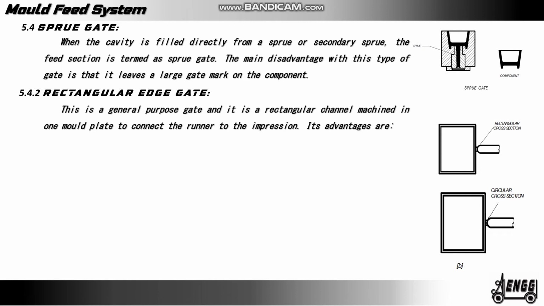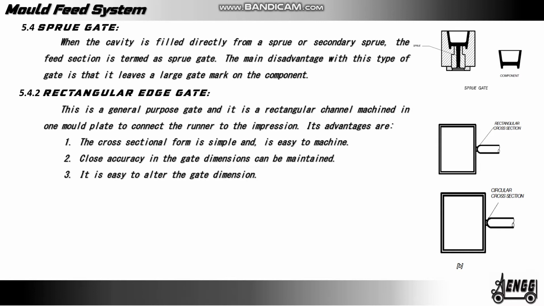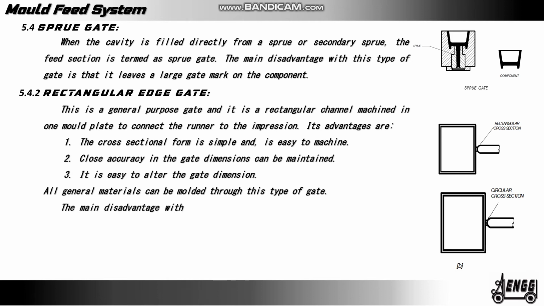Its advantages are: 1. The cross section form is simple and it is easy to machine. 2. Close accuracy in the gate dimension can be maintained. 3. It is easy to alter the gate dimension. All general materials can be molded through this type of gate. The main disadvantage with this gate is it leaves a bad witness mark on the component.